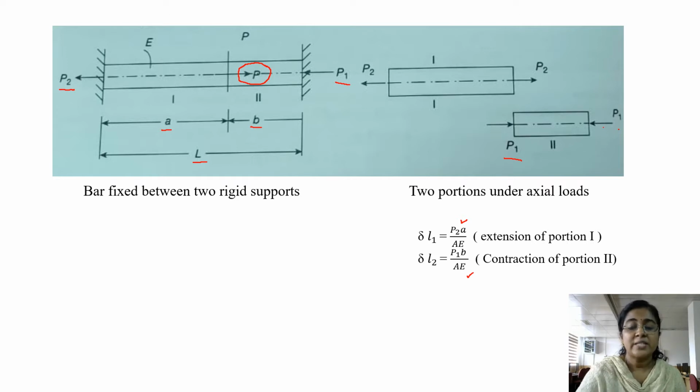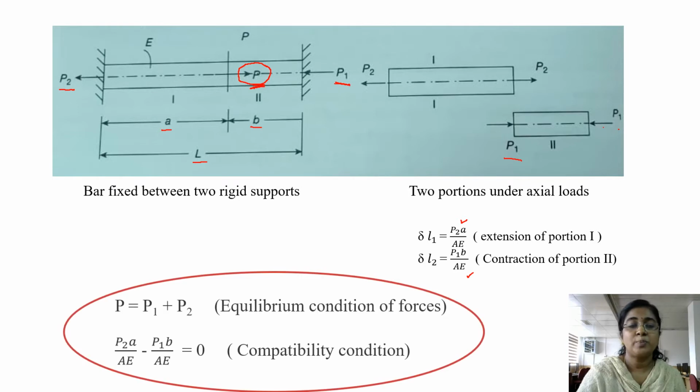Now, first of all, we can write the equilibrium equation. The total force P acting is equal to the support reactions P1 and P2. That is, force P is equal to P1 plus P2. That is the equilibrium condition of the forces.